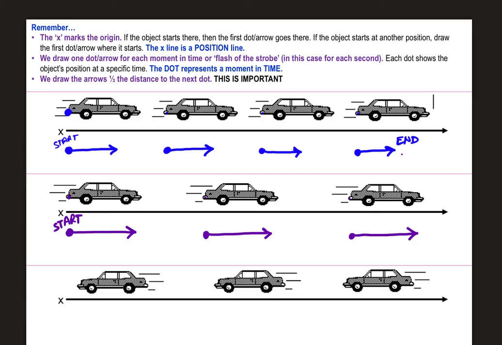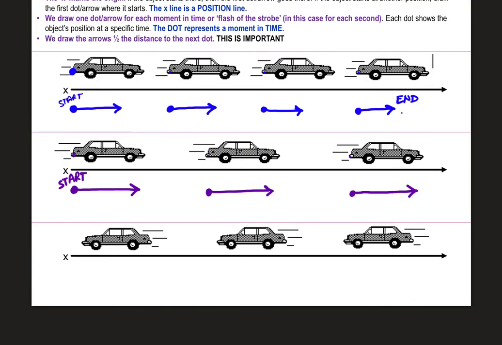Okay, last one. I'm going to have to pull this up a little bit. Last one. Let's take a look at this one. This one's interesting because it's traveling from the right to the left. Before I do anything else, I'm going to come up here and write "end," because I always forget to write end on mine.